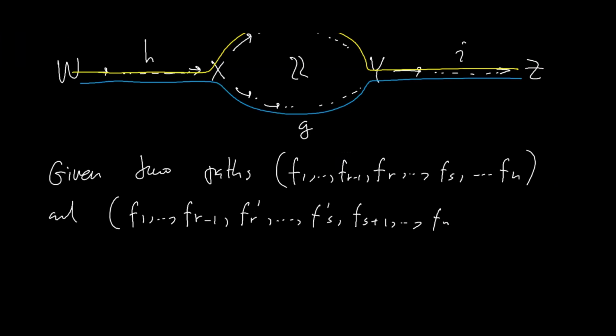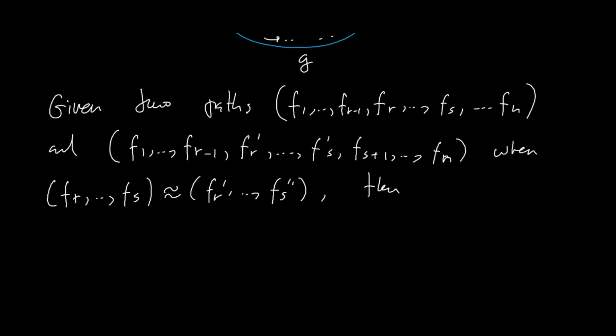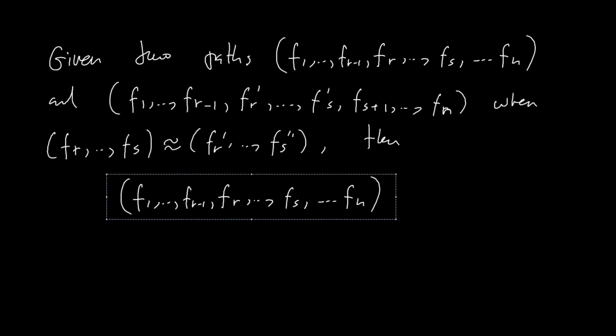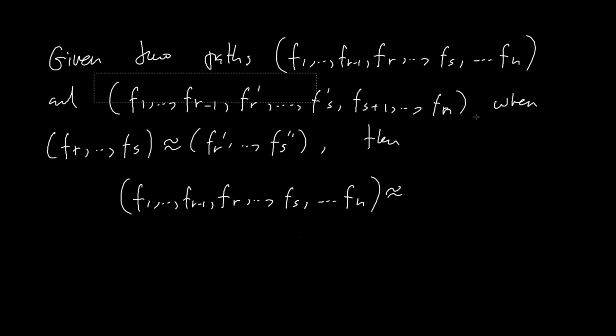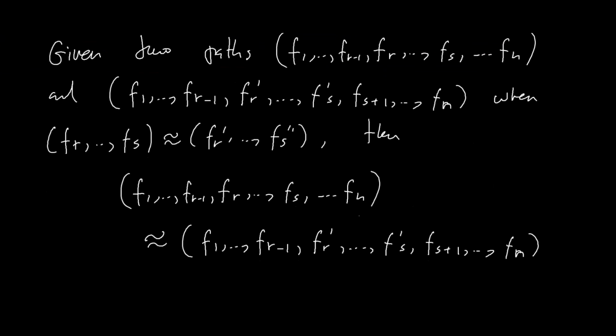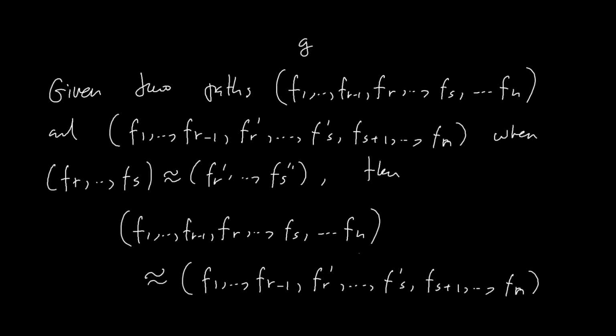So if we're given two such paths, where the path Fr to Fs is equivalent to the path Fr prime to Fs prime, then those two paths will also be equivalent. Then this must be equivalent to this. So is this something that you would agree with me on, or do you want to dispute it, or maybe question it, or maybe ask me to re-explain some aspect of it? Please give me some feedback so that I know. Thanks, August.